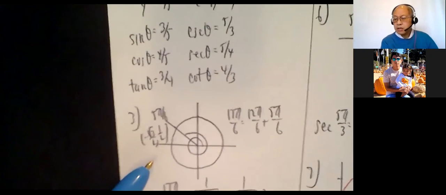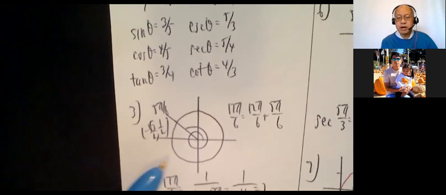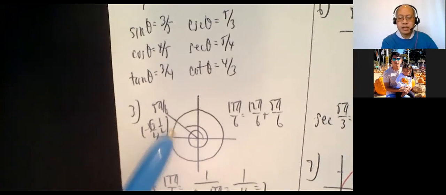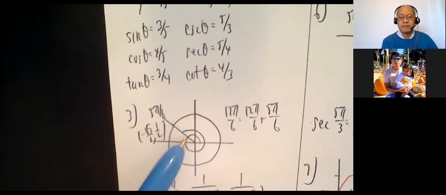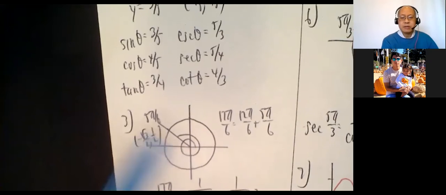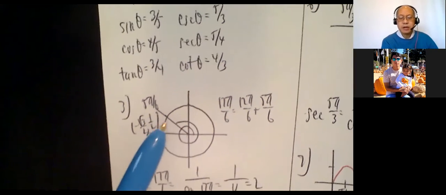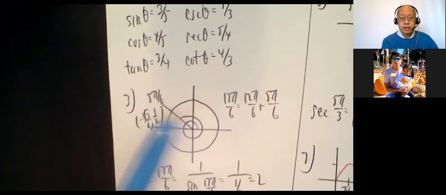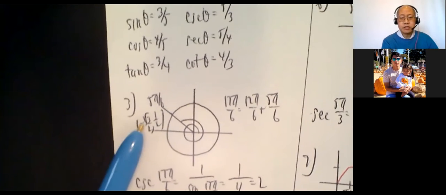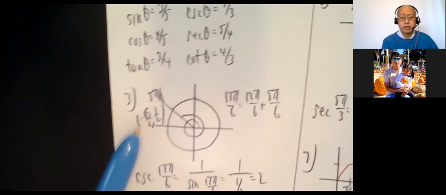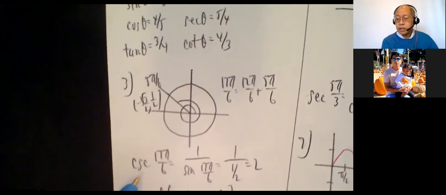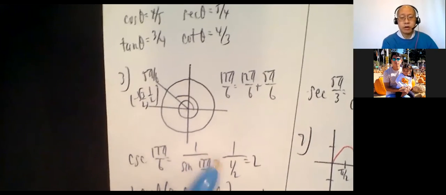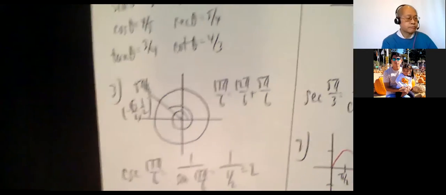Number 3, so we have 17 pi over 6. 17 pi over 6 is 12 pi over 6, that's 2 pi, go all the way around once, plus another 5 pi over 6. So it lands in the same spot as 5 pi over 6. Draw myself a little angle here, and it looks like the y coordinate's a half, which means the x coordinate is radical 3 over 2, plus or minus. In this case, it's a negative. As for the cosecant, which is 1 over the sine, the sine we said was a half, so 1 over a half, the answer is 2.